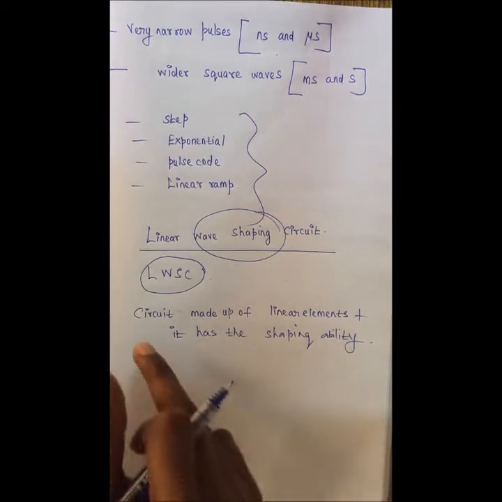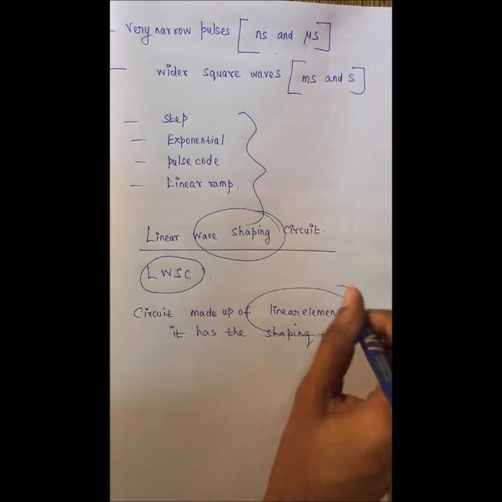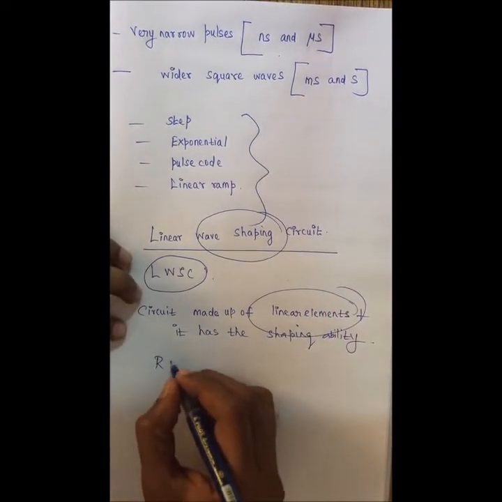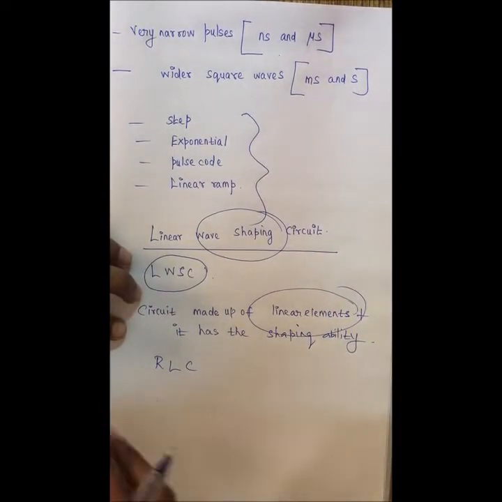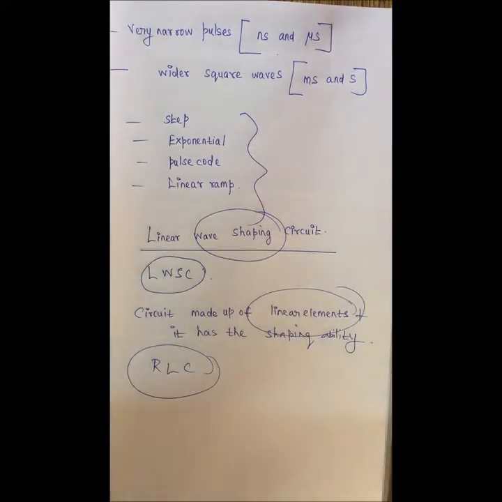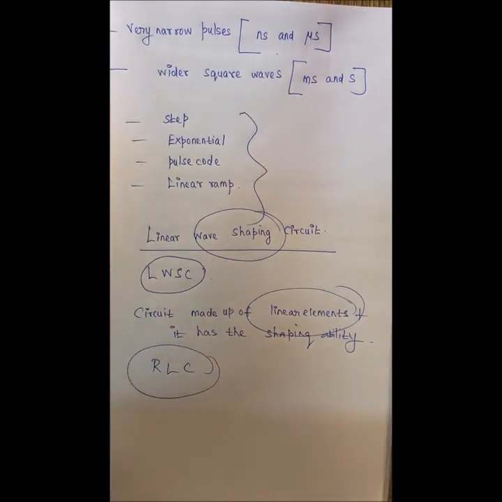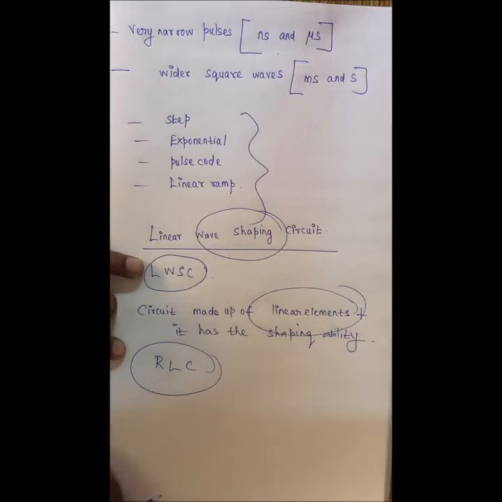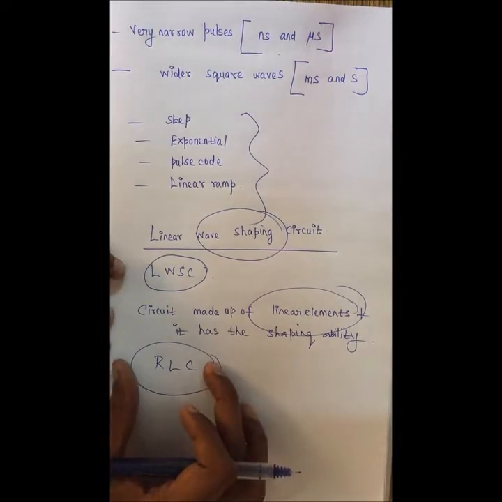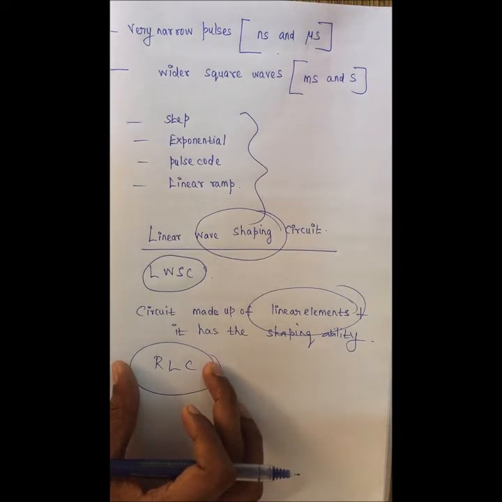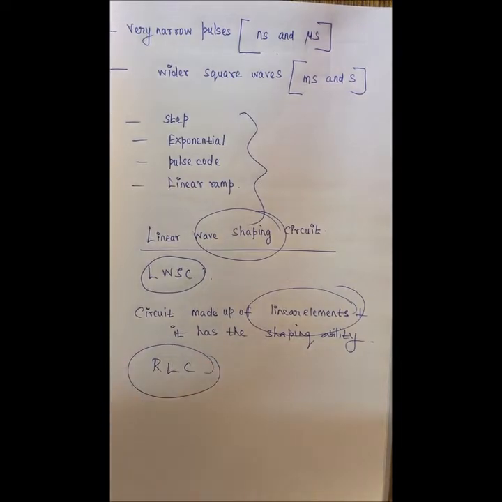Now, what is this circuit made up of linear elements? What are the linear elements? R, L and C: resistance, inductor, capacitor. These elements, resistor, inductor and capacitor, can be considered as linear elements. So a circuit which is made up of any of these elements is called a linear circuit. So these linear circuits have the ability of shaping the given input. This is what we are going to learn in this subject.